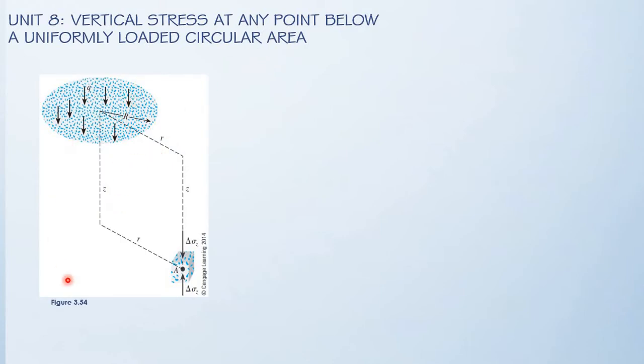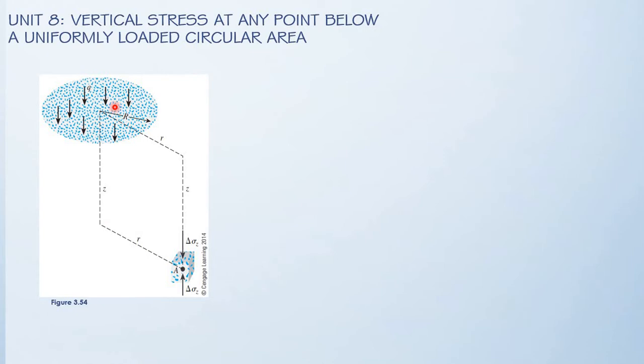Let's take a look at this figure. It says that the point of consideration is any point below the circular area. So it can be within the circular area or even outside the circular area, as long as it is not at the center. So if it is at the center, we will be using the method that was discussed in Unit 7.